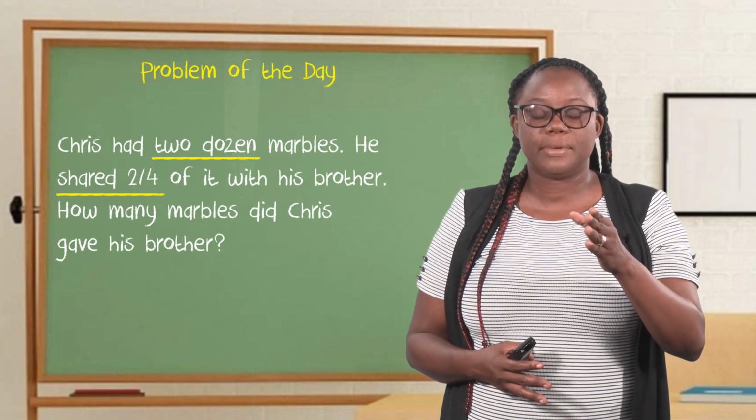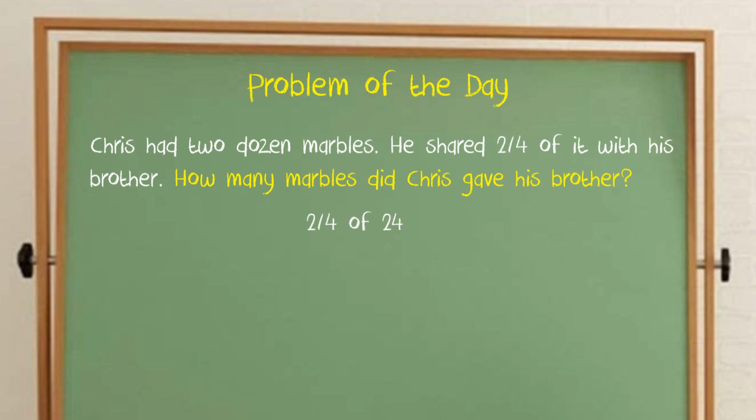First step, we change the "of" to a multiplication sign. So it becomes 2/4 multiplied by 24. Next step, we change the whole number to a fraction by placing it over 1. So it's going to now be 2/4 times 24 over 1. We are ready to work now. We will multiply our numerators and we will multiply our denominators, then we will divide.